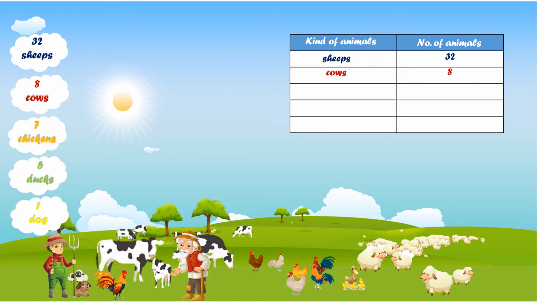Oh, very good, my son, very good. Can you do it by yourself? Oh yes, Lolo, I think I can do it. I will try. I have chicken. Alright, chicken. And it is 7. I have also ducks. Alright, duck. And it is 5. I will write dog. And it is 1. Am I right, Lolo? Oh yes, my son, you're right. Very, very good. Oh, I see.